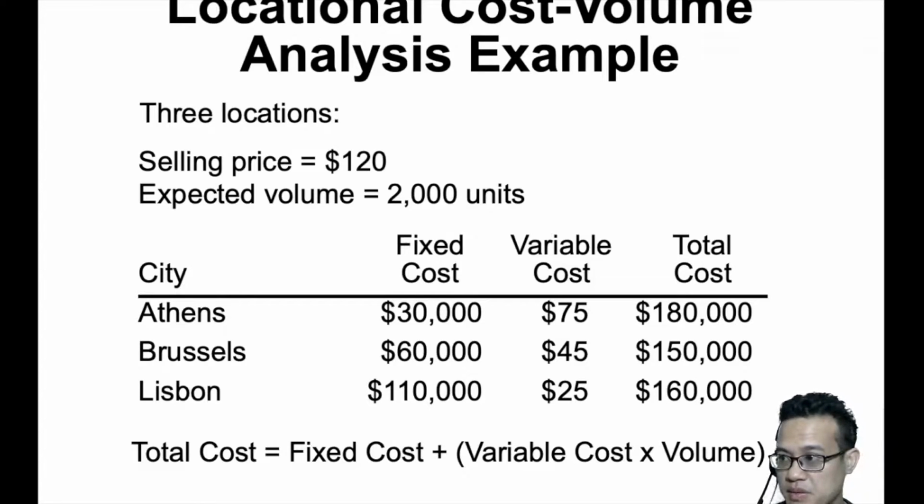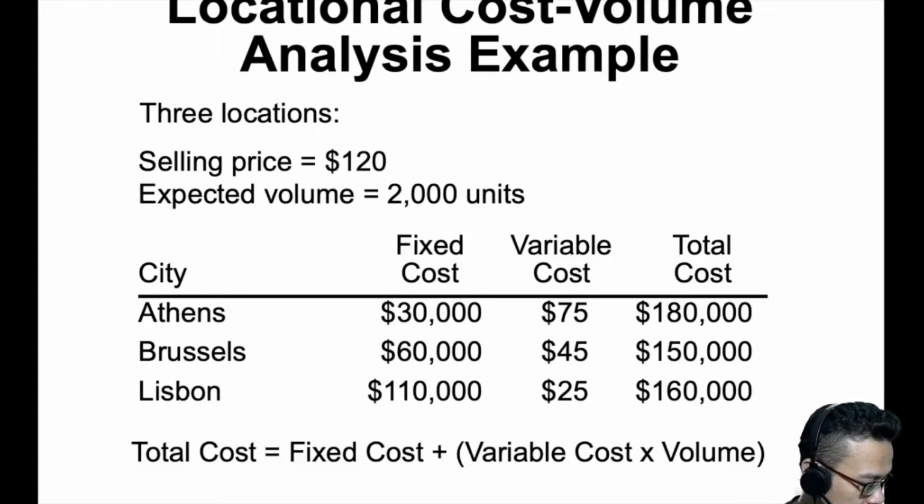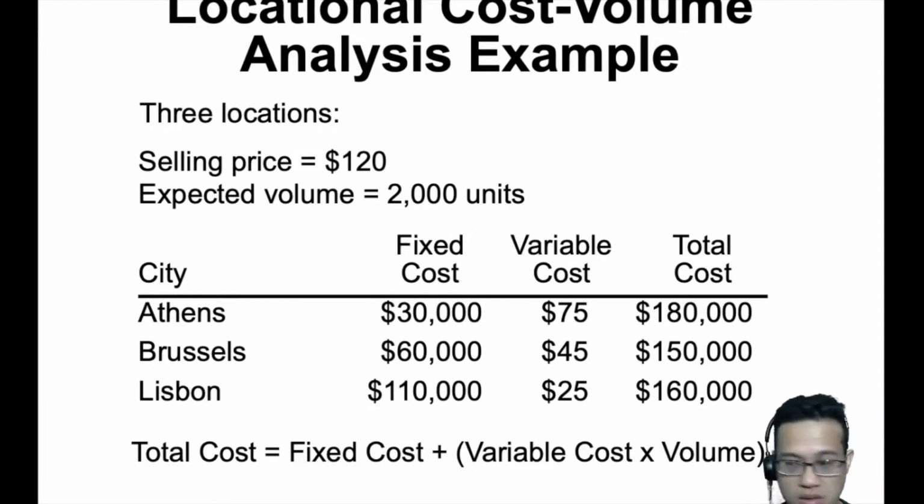And this is the variable cost, which is $75, $45, and $25 respectively. The expected selling price for each ignition system produced is $120. So for total cost, you need to find out, this is the formula: total cost is equivalent to fixed cost plus variable cost times the volume.